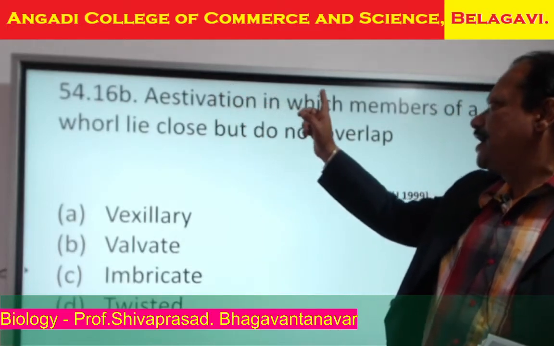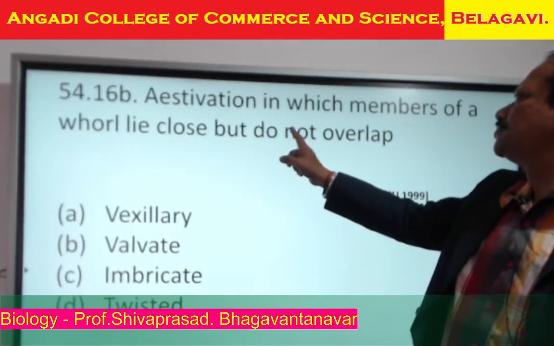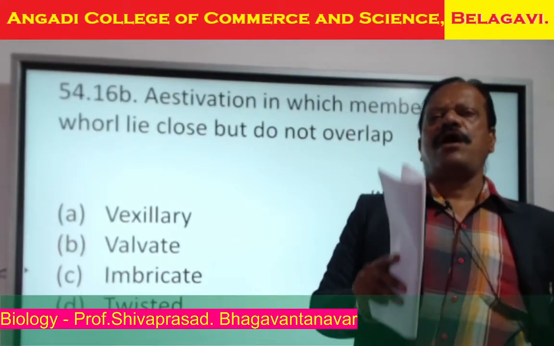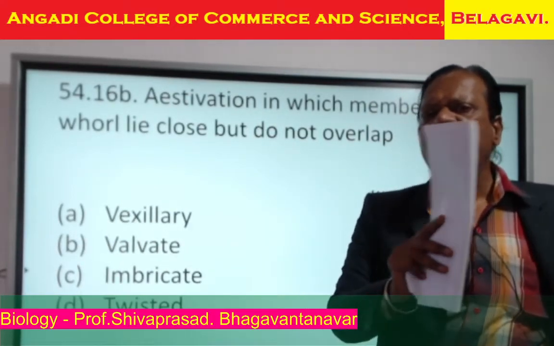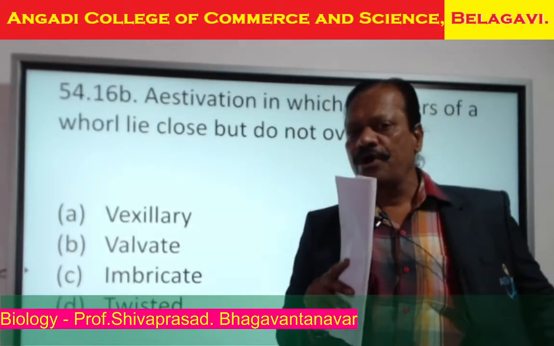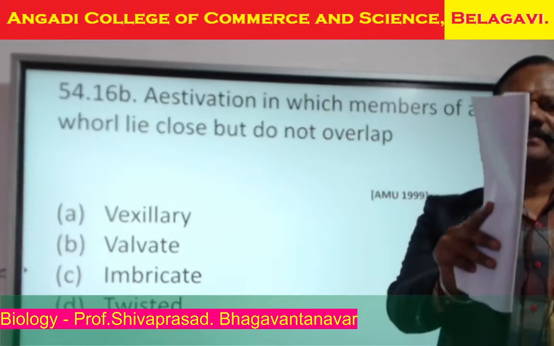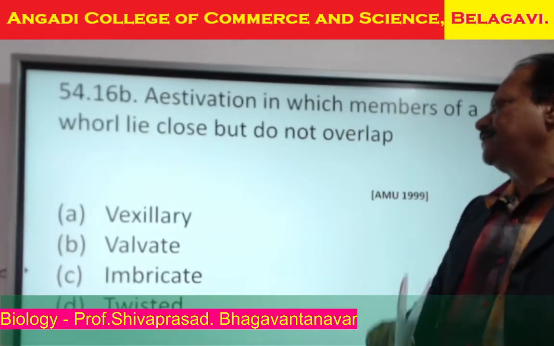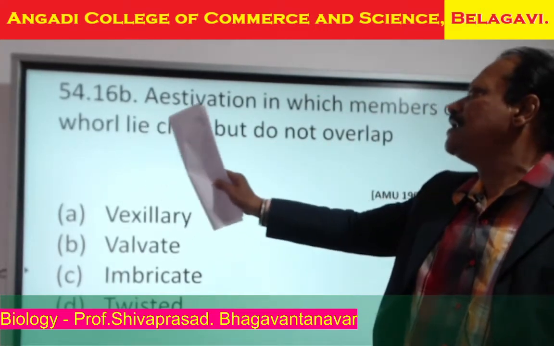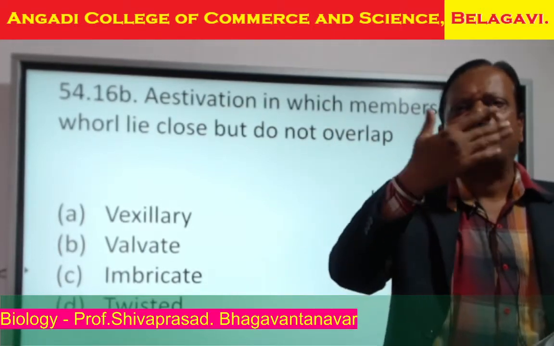Estivation, in which members of a whorl lie close but do not overlap. Estivation. The mode of arrangement of flower parts is called as estivation. Okay, mode of arrangement of floral parts in a flower. You people are calling it as estivation. Here, the estivation in which the members of a whorl lie close but do not overlap. They are lying closer to each other, but they are not overlapping.